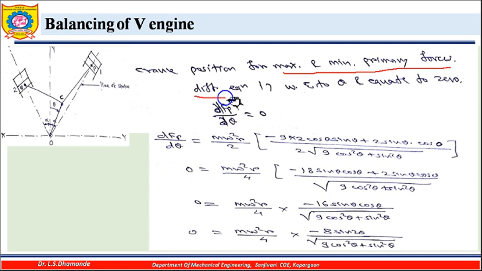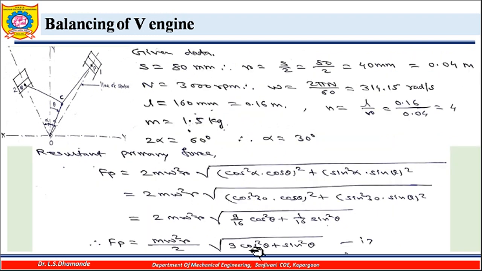So for that you have to differentiate this equation with respect to theta and equate it to 0. So let us find d by d theta of this primary force. d by d theta of the primary force means m omega square r by 2 into, in bracket, so you are going to take the derivative of the previous terms. There are the two under root terms, so you have to take the derivative of this.